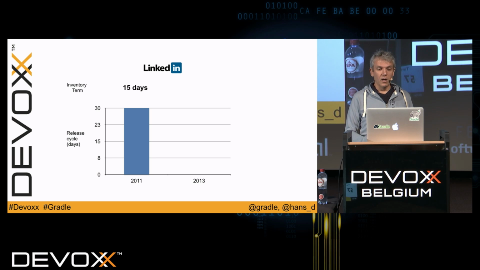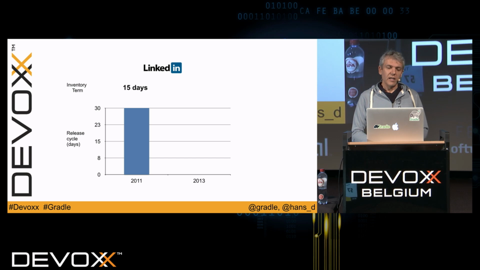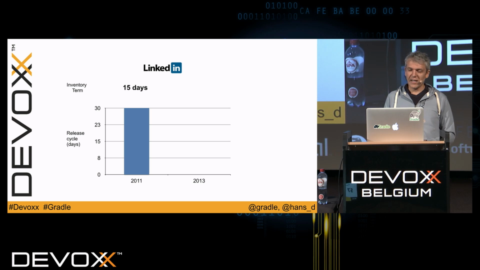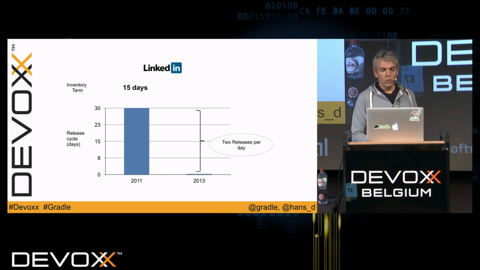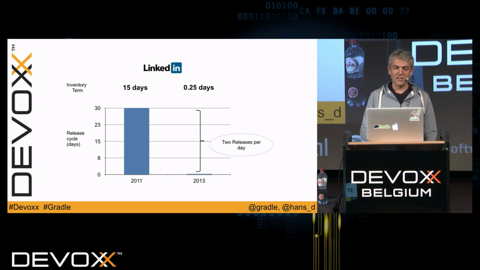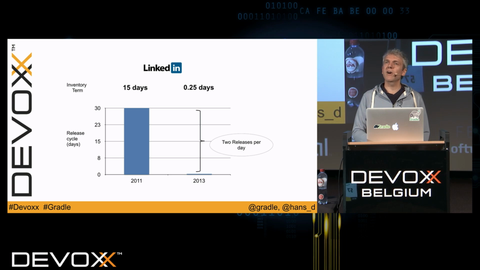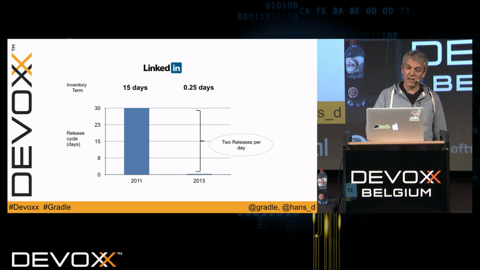But if you look at it from a factory perspective, when a feature was finished and ready to go, the feature was on average 15 days on the shelf before it reached their customers and users. So a couple of years later, they brought it down. They're now at 2 releases per day, which means the inventory time for a feature to live on the shelf is now 0.25 days. And they get a lot of other advantages.